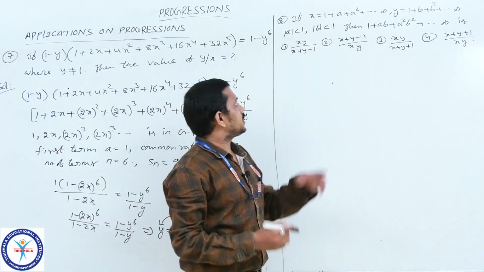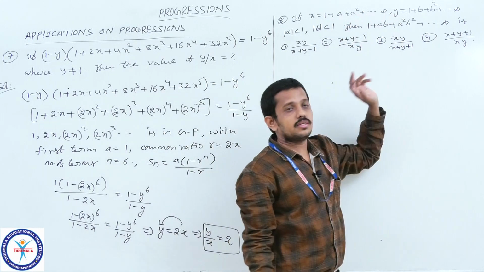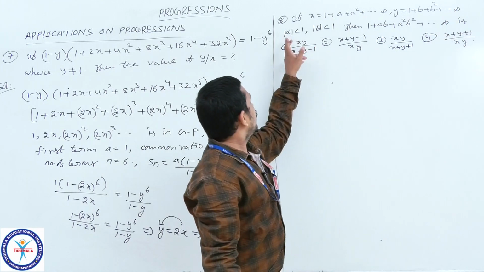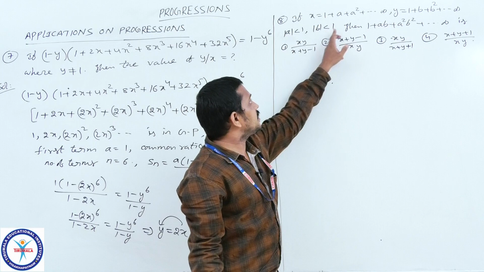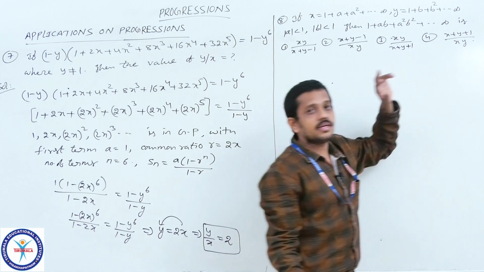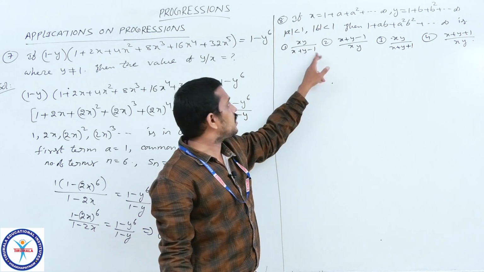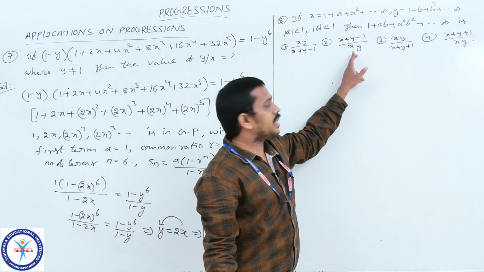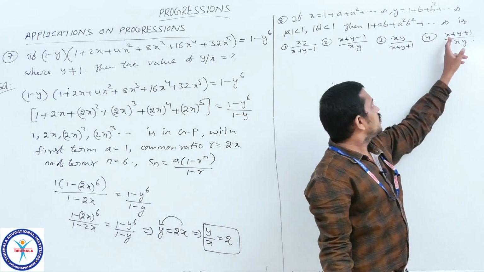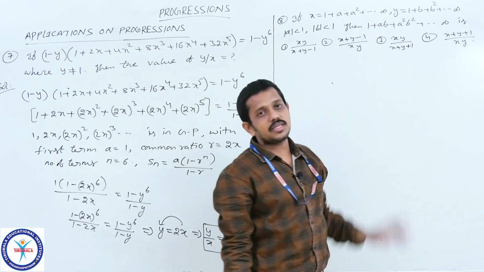So therefore, the value of y by x is 2. Next problem. If x is equal to 1 + a² + a⁴ and so on to infinity, y is equal to 1 + b² + b⁴ and so on to infinity, |a| is less than 1, |b| is less than 1, then 1 + a²b² + a⁴b⁴ and so on to infinity is which of the following? Is it xy by (x + y − 1), or (x + y − 1) by xy, or xy by (x + y + 1), or (x + y + 1) by xy? So which of these satisfies the equations?